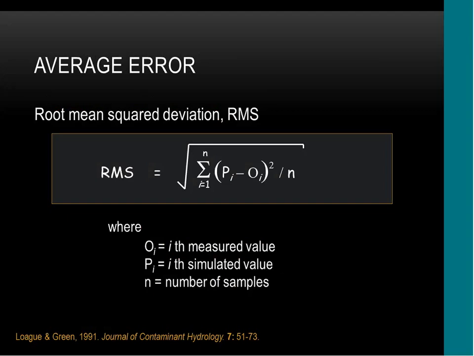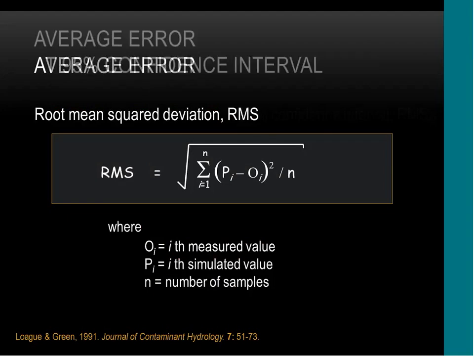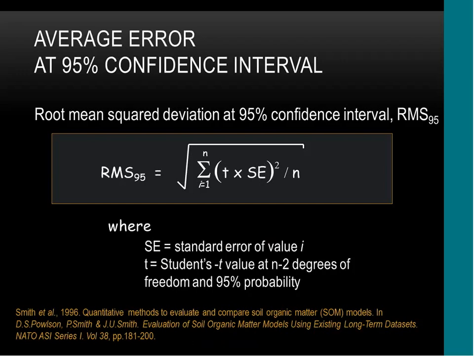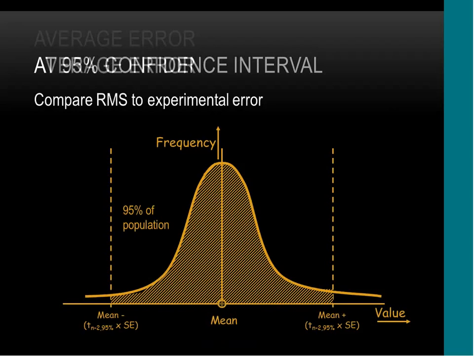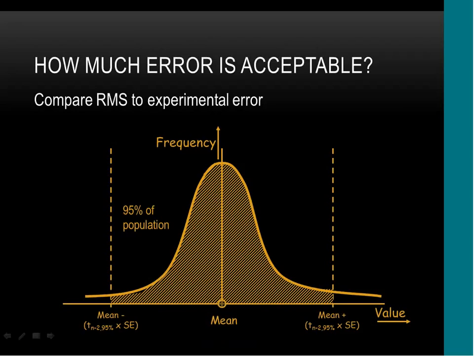Okay, so we've already seen this. This is the Logan-Green average error, which tells us how well the model is fitting compared to the observations, the predicted versus the observations. But now we can test it against the 95% confidence interval for that data. So let's go back to the previous one. What we can define here is the critical threshold beyond which these measurements would not be regarded as being part of the same statistical population.